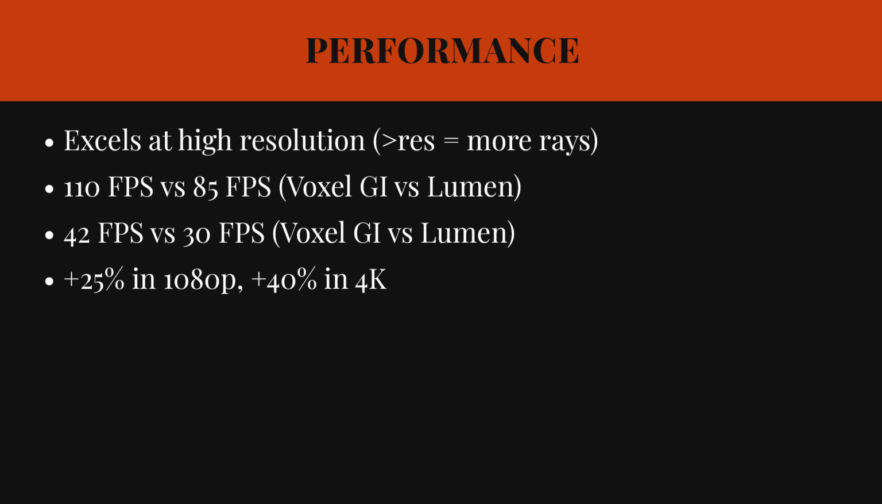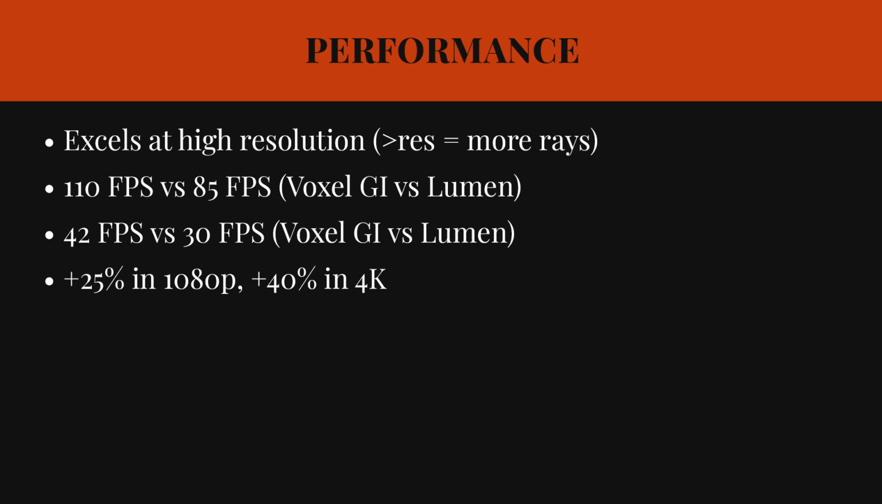30 frames per second at 4K is the kind of number that puts a project uncomfortably close to being unplayable on console, or forces aggressive dynamic resolution scaling to compensate. 42 frames per second gives you meaningfully more headroom for additional post-processing, higher NPC counts, denser foliage, whatever your project actually needs that budget for.